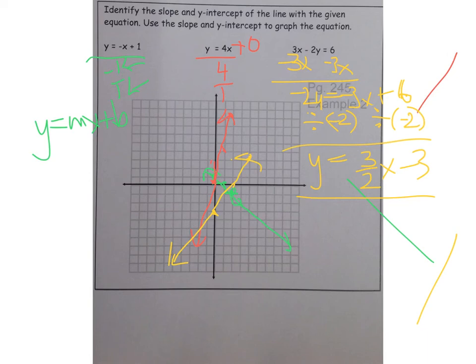And that's the end. So it's all about putting the line in the right format, and then after you do that, identifying the y-intercept, and then using slope to plot the next point, and the point after that, and however many points you want to plot.